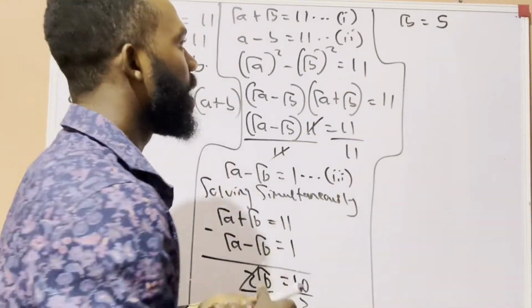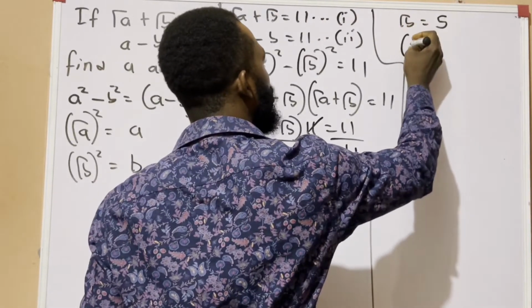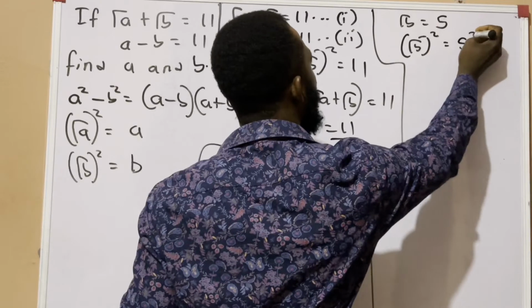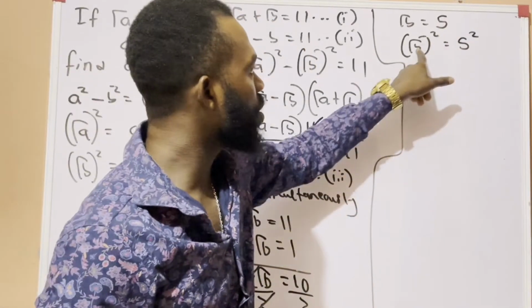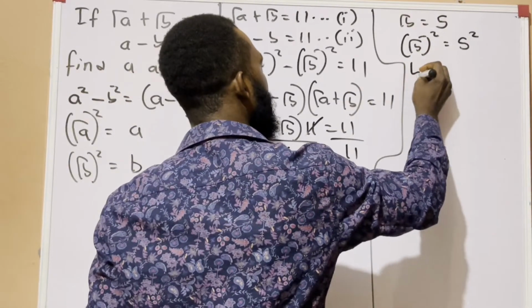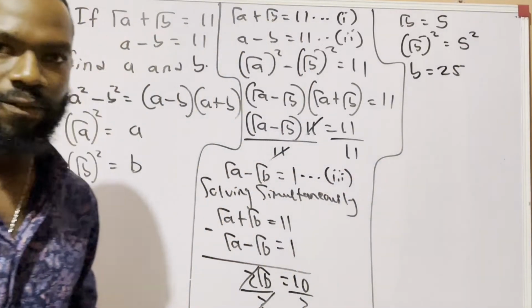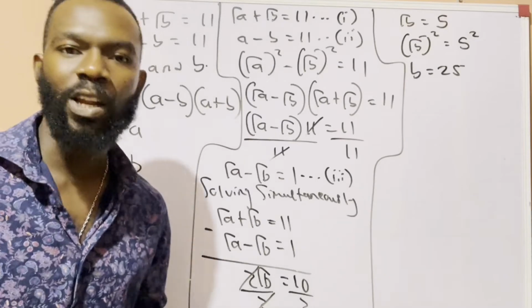So for us to make b the subject of the formula, we have to what? Square both sides. If we square both sides, in order to remove the square root, we're going to have square root of b raised to the power of 2 equal to 5 raised to the power of 2. Are you with me? Now, the square cancels out the square root, so I have b left here. So here it becomes b is equal to 5 raised to the power of 2, which gives us 25.